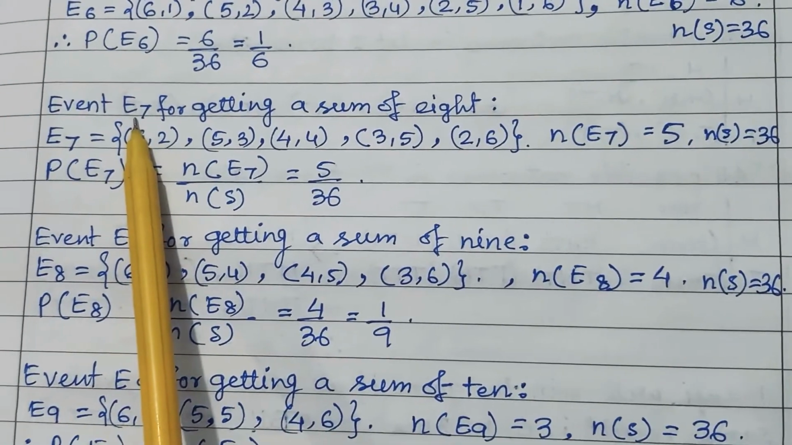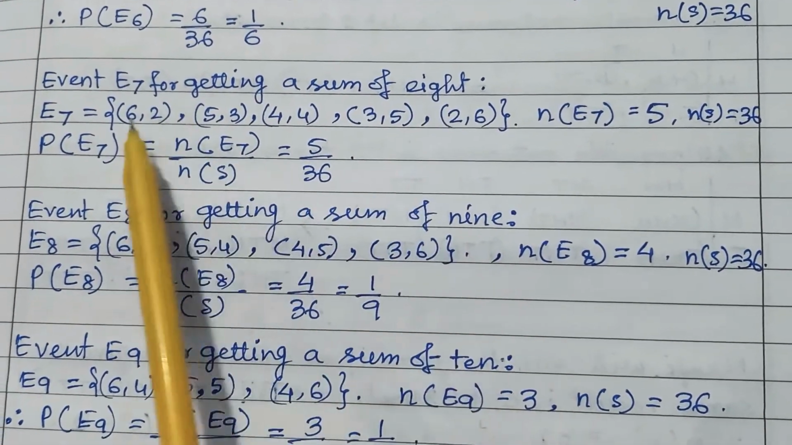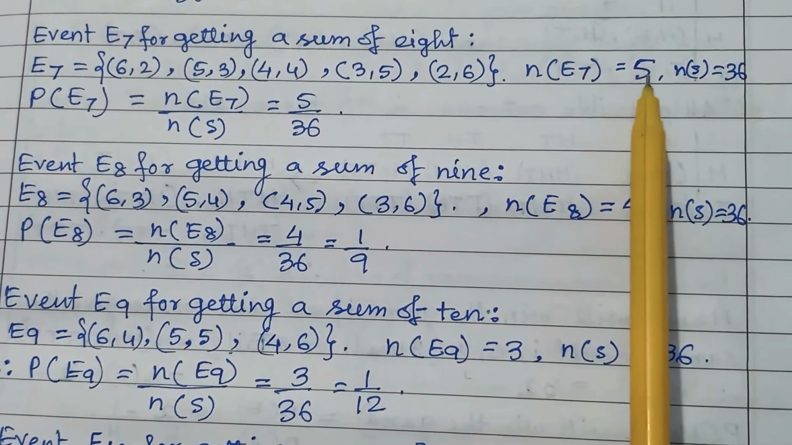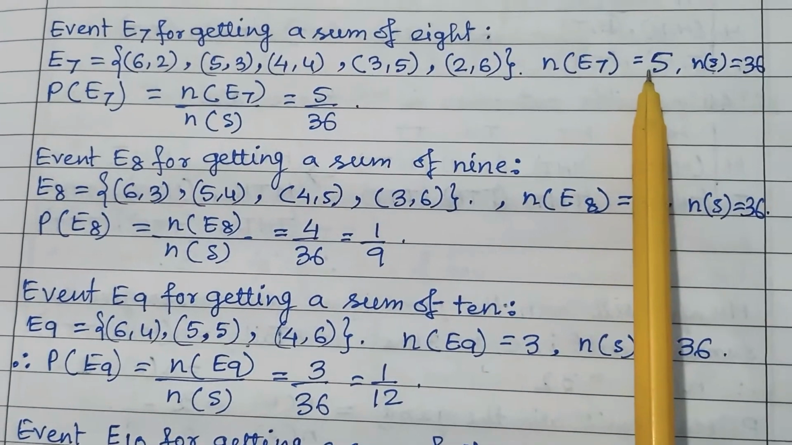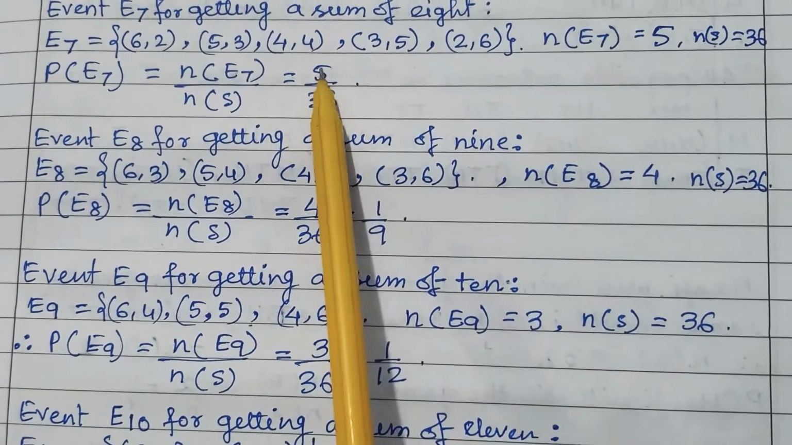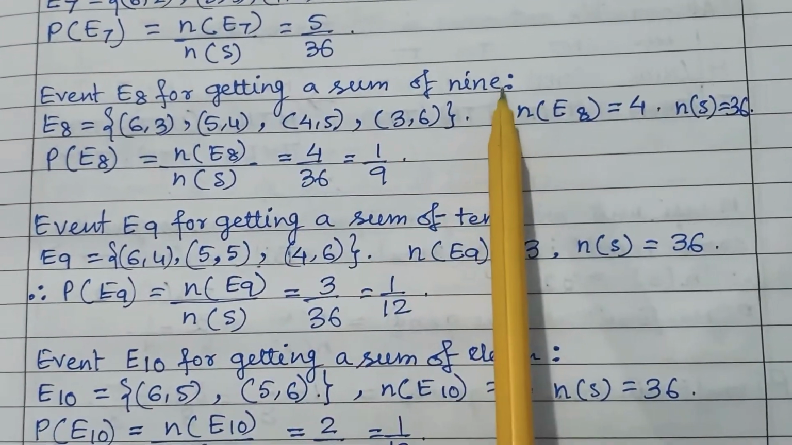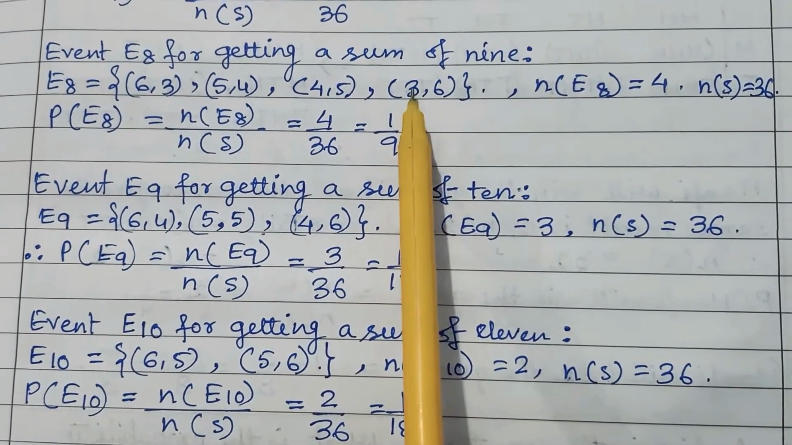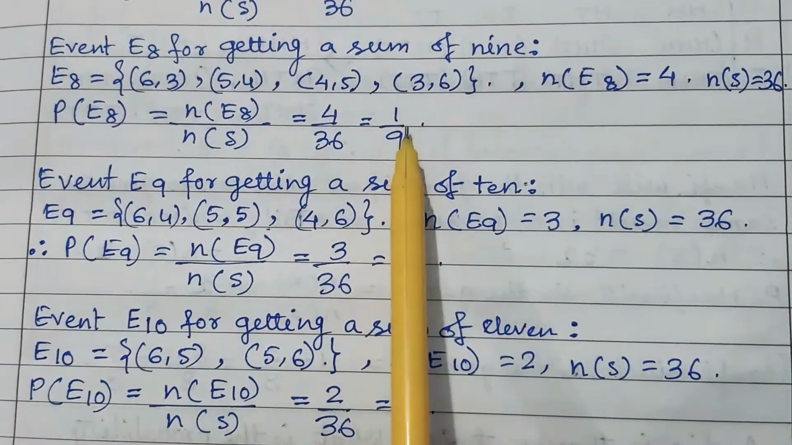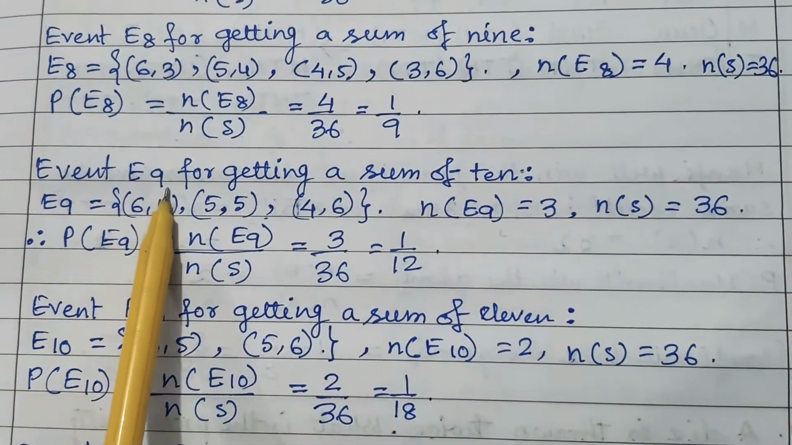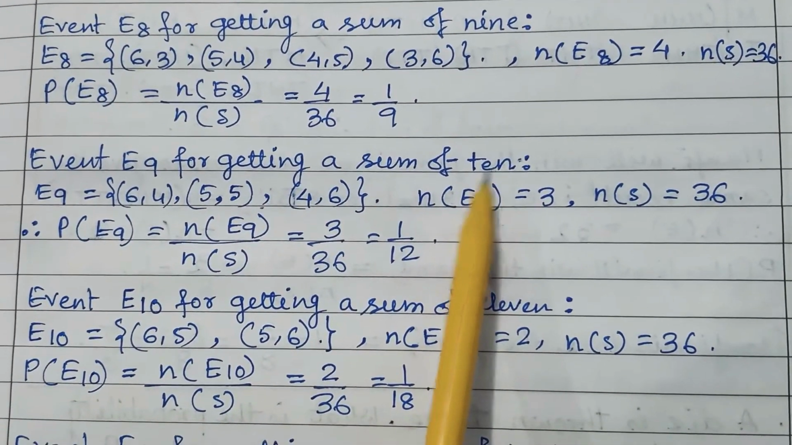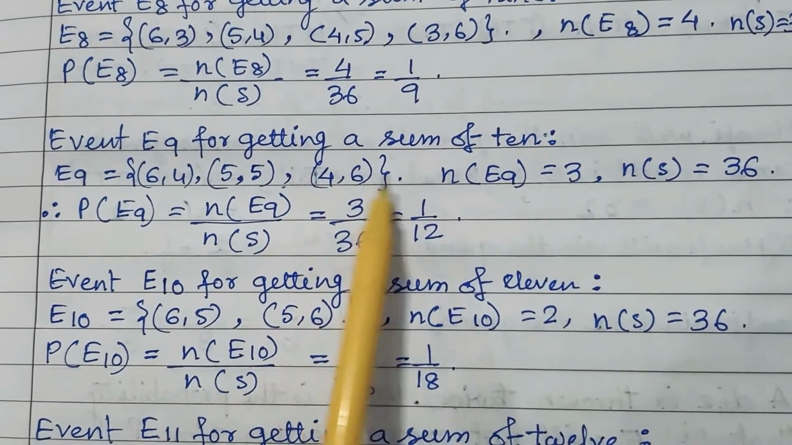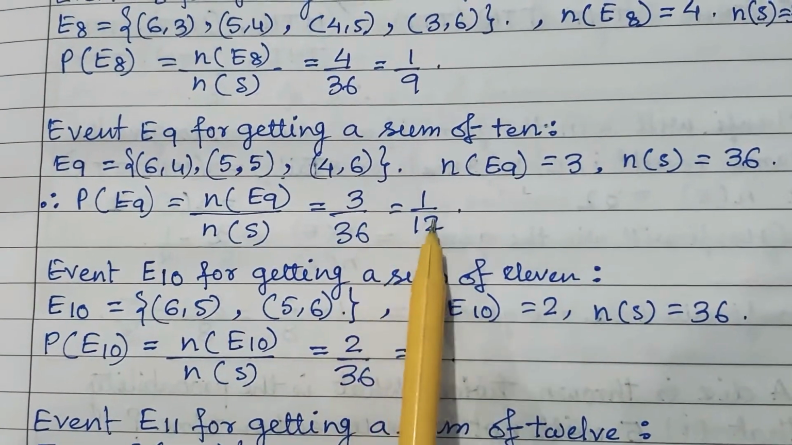Event E7 for getting the sum of 8, 6 2, 5 3, 4 4, 5 3, 5 2, 6, and the total is 5 numbers, so 5 upon 36. Total sum is 9, these are the options, the number of events is 4, so 4 upon 36, 1 upon 9. E9 is sum of 10, which is 5 5, 6 4, 5 5, 4 6, that is 3, 3 upon 36, 1 upon 12.